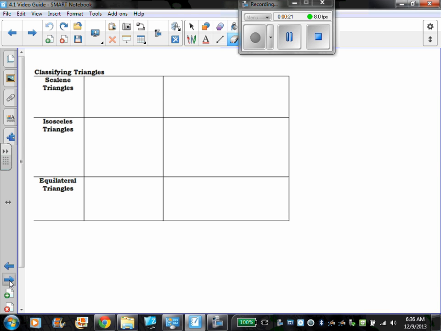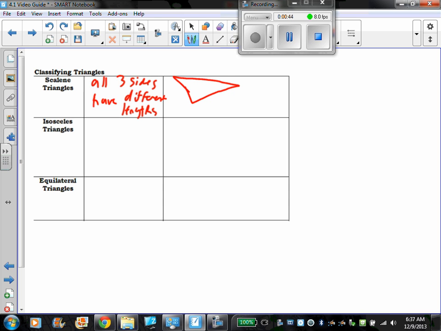These three words are ways that we can classify triangles by sides. A scalene triangle is one where all three sides have different lengths. So let's say this one, for example. The way that you can indicate that all the side lengths are different is by putting a different number of lines through each side. That indicates that they're all different lengths. So that'll help you out in expressing that it's a scalene triangle if you need to.